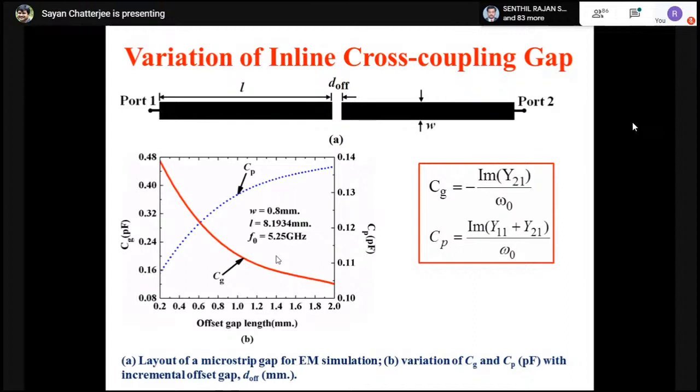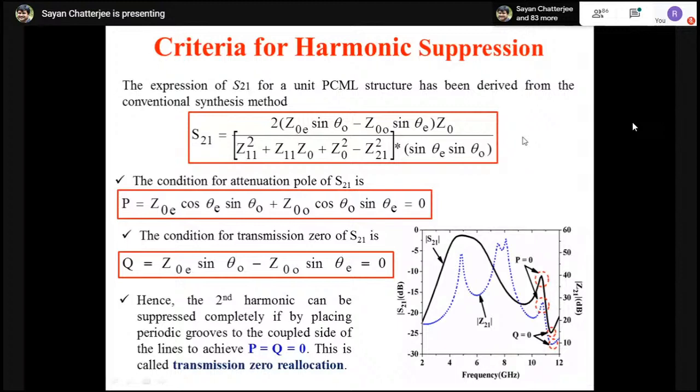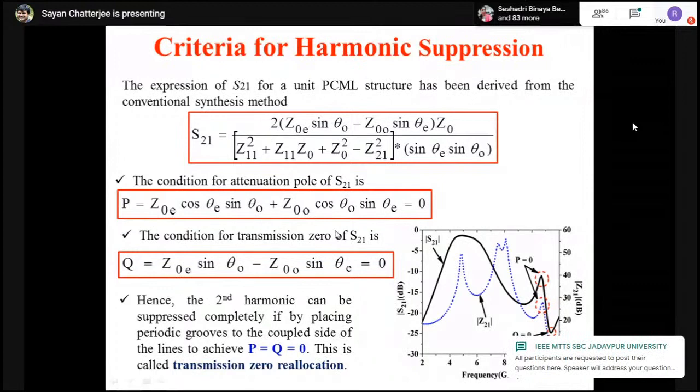This is the harmonic suppression characteristic that we have already discussed. We are basically treating the S21 property. If you plot S21 separately for the attenuation pole and the transmission zeros, we know the transmission zero characteristic in the harmonic should be zero, and this attenuation pole characteristic of S21 should be zero in this region. You can see the red dotted region, the P should be zero in these two regions, and the transmission zeros are here, Qs. So either you treat with P or treat with Q.